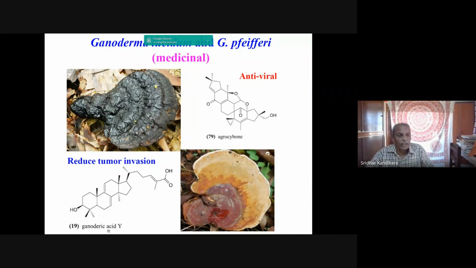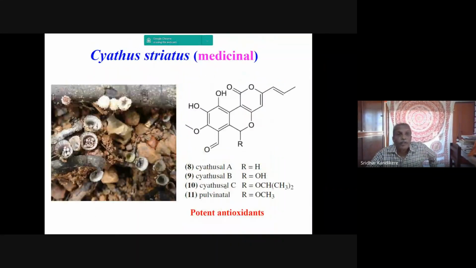So they have the property to reduce tumor invasion, which is possible using this type of mushrooms. And Cyathus, the bird nest fungus, you can see the beauty of this bird nest fungus. It has the eggs inside a basket-like structure. These are all young ones; they are growing. They produce Cyathusol and also pulvinatal.